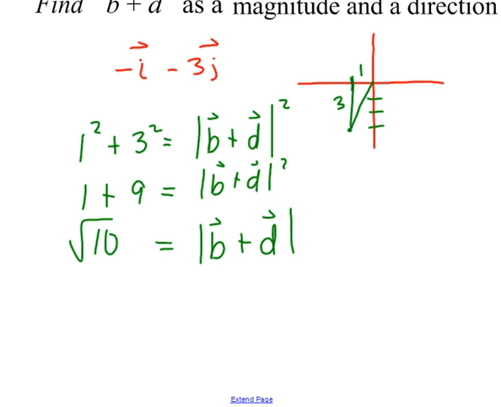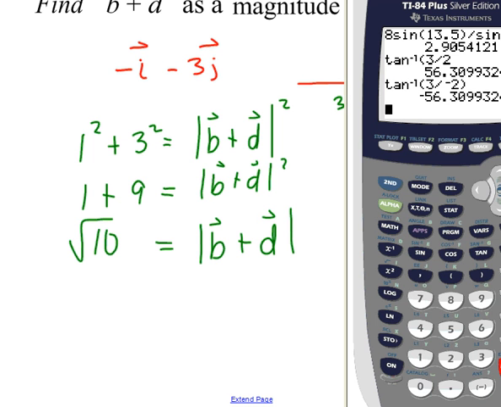Last question is they want the direction. So the direction of your vector is that angle right there. So if I want to find the direction, I start out by looking at tangent of the angle is equal to 3 over 1. I do inverse tangent of 3 over 1. Go to my calculator here. Inverse tan of 3 over 1, and I get 71.6.